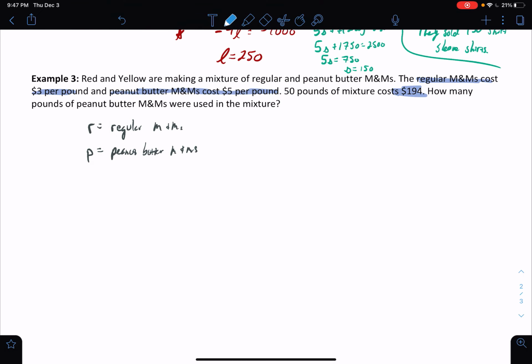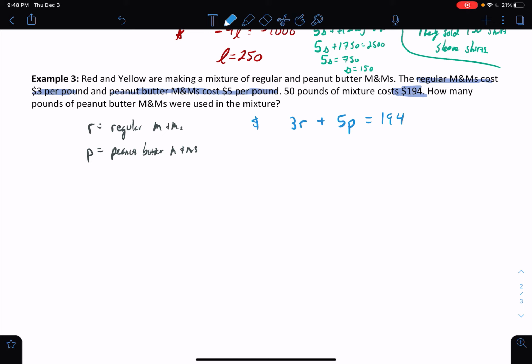So the first equation that I'm going to write is dealing with the money. Regular M&Ms cost $3 per pound. So that's going to be 3 times R to get the total amount spent for just the regular M&Ms. Peanut butter M&Ms are $5 per pound. So that's going to be 5 times P to represent the total spent on peanut butter M&Ms. So I take the total amount spent on regular, take the total amount spent on peanut butter, and if I add those together, I'm going to equal the total amount spent, which is $194. So that's an equation dealing with the money.